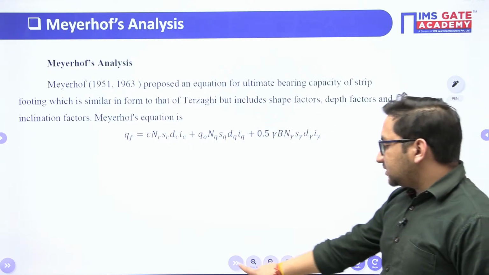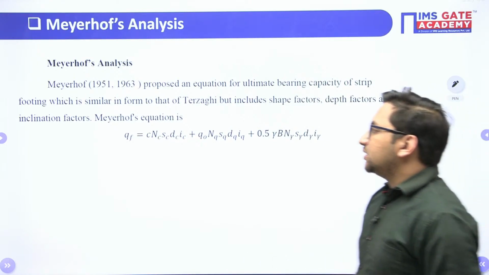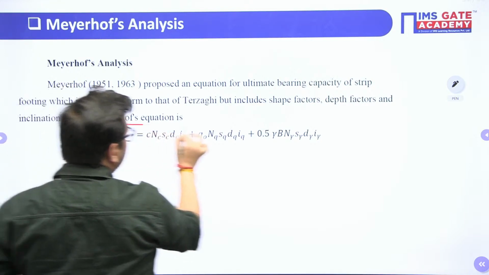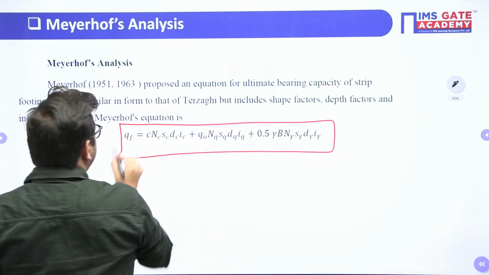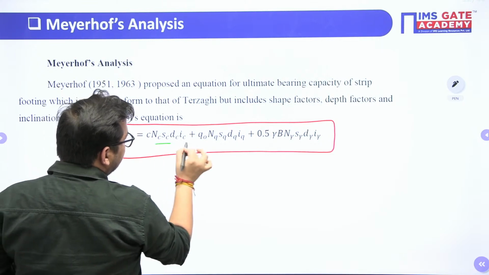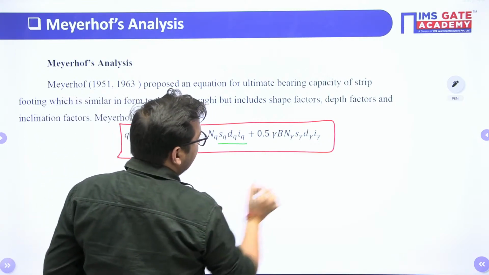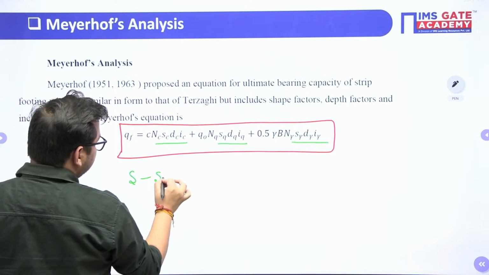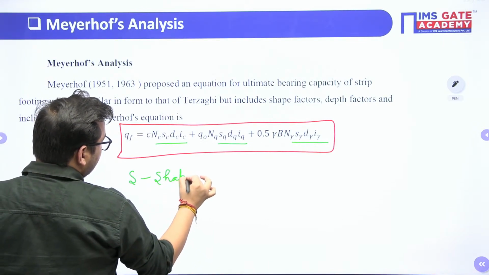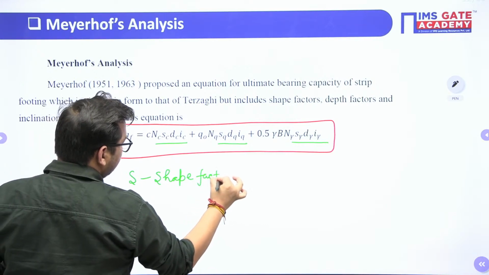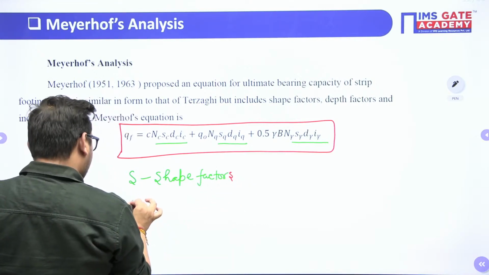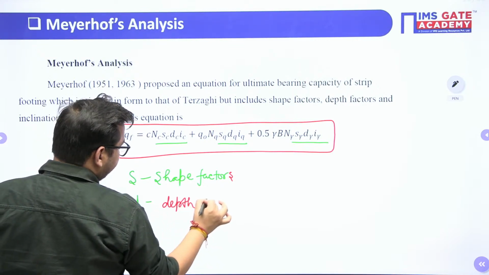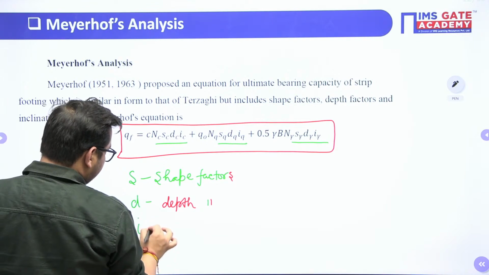Next, let us revise Meyerhof's theory. Meyerhof has taken into account the shape of foundation, depth of foundation and inclination of foundation by these factors, that is SC, DC, IC, SQ, DQ, IQ and S gamma, D gamma, I gamma. Here S values are your shape factors, D values are your depth factors and I is your inclination factor.